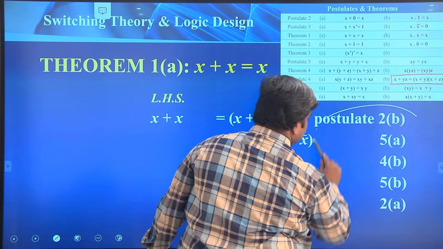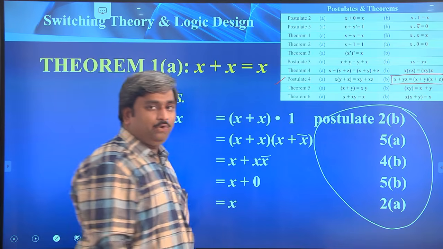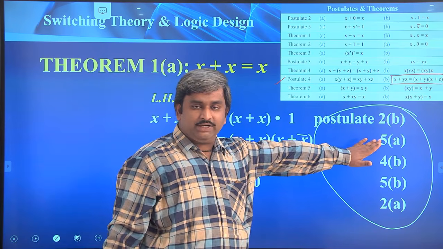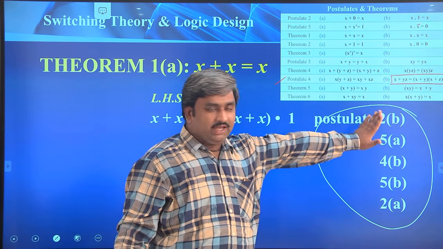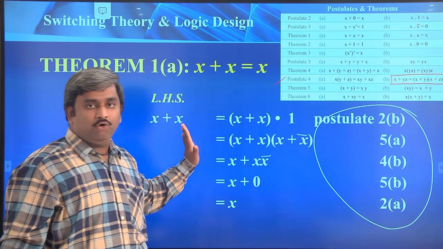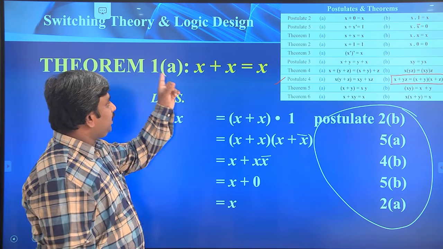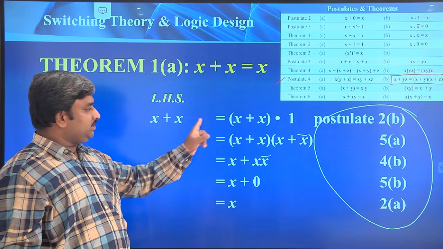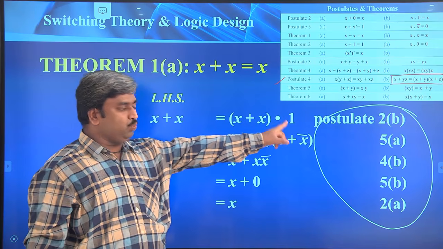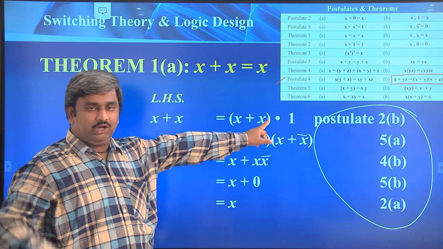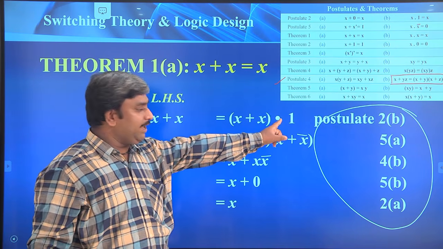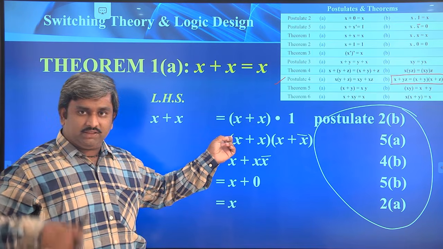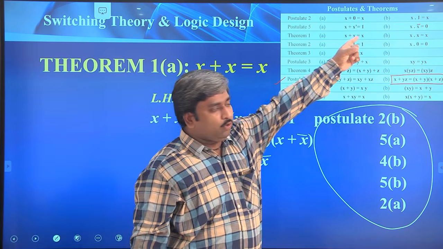So these are our postulates. You have to take all these from the postulates. Postulates are the universal facts. With the help of universal facts, you have to prove theorem 1a. So coming to theorem 1a, x plus x is equal to x. So x plus x is equal to, I am writing x plus x into 1. So there is no change. Generally, we know that if you multiply with 1, nothing happens. But we have to take that from the universal fact, that is from postulate 2b.